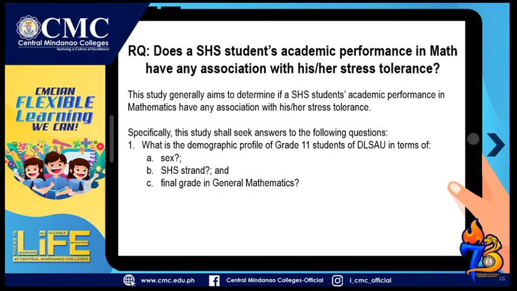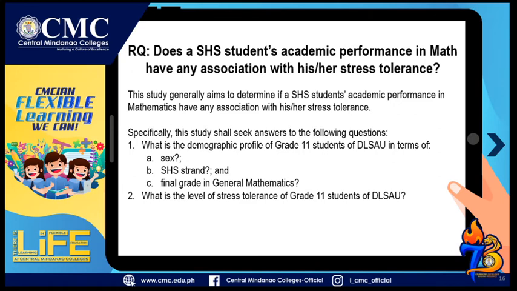Kitsa gyud maayo sa ila, kanang nila, sino talaga yung mas mataas o mas magaling sa math, babae o lalaki. Pwede ring sino ba ang mas magaling, baka mas magaling si HUMSS kaysa kay STEM with regards to math. Then final grades in general mathematics, tingnan mo rin kung yung mga final grades nila. So pwede ganun. Pwede kunin mo demographic profile. So if it is not needed na kunin mo pa yung demographic profile, huwag mo nang kunin.